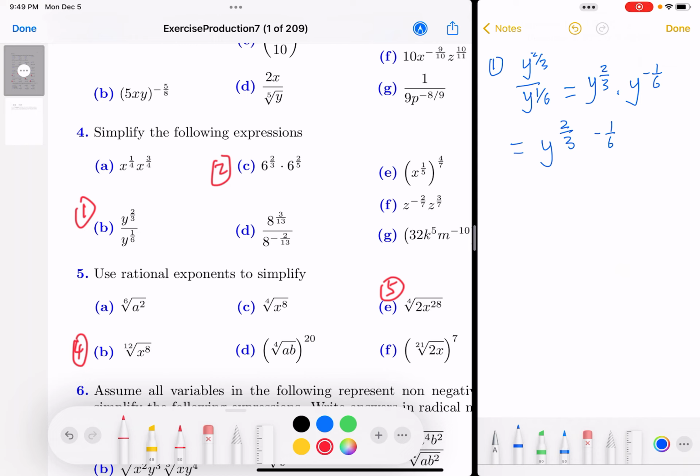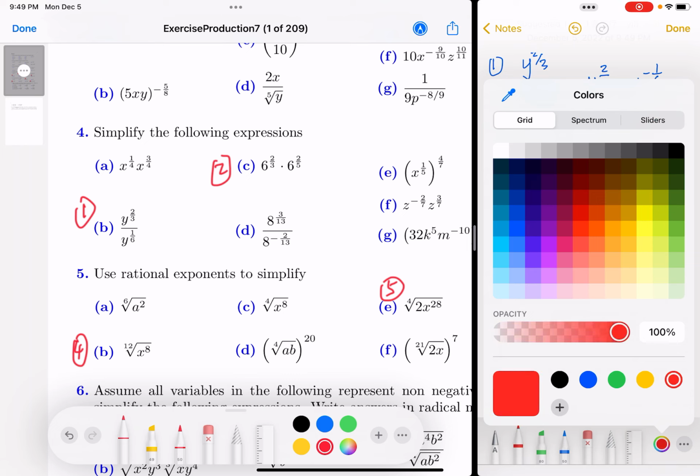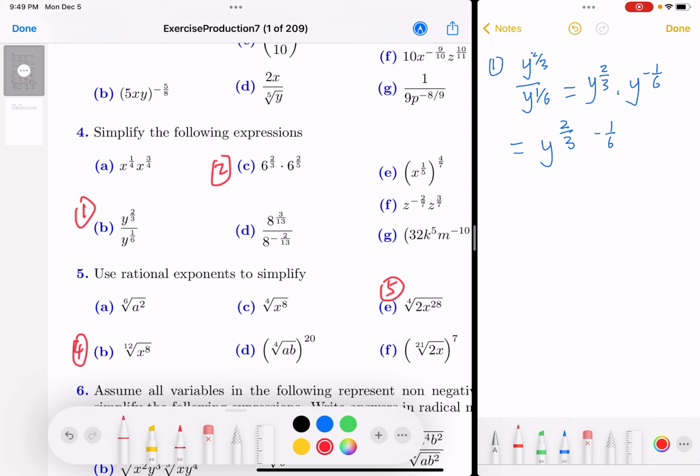Now, in order to put those two together, you need to have a 2/2 to make the denominator be the same. 2 times 3 is 6. And then here upstairs will be 4 minus 1/6. So then you will have a y to the 3/6, and that's 1/2.